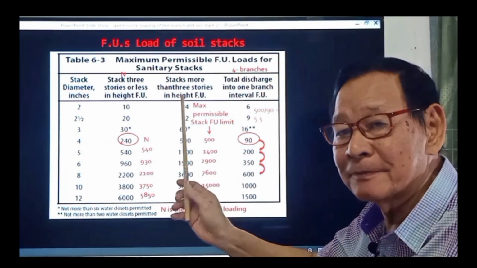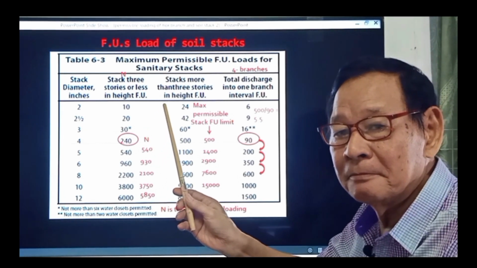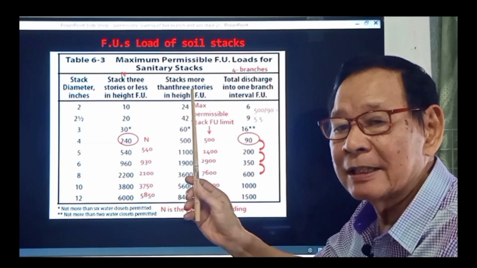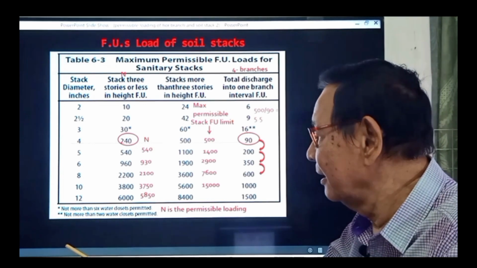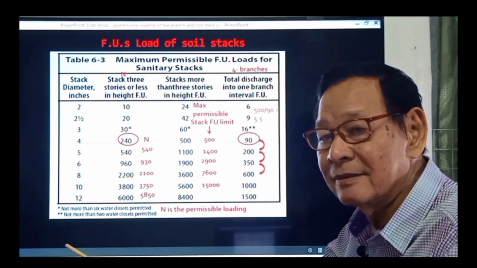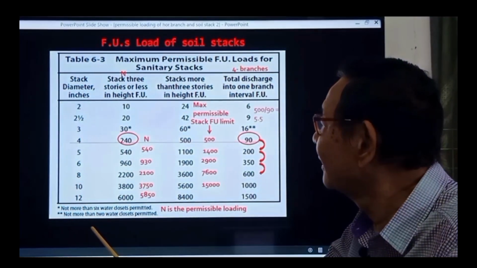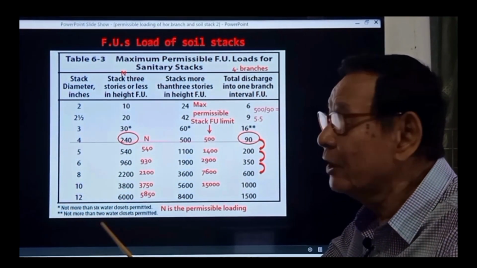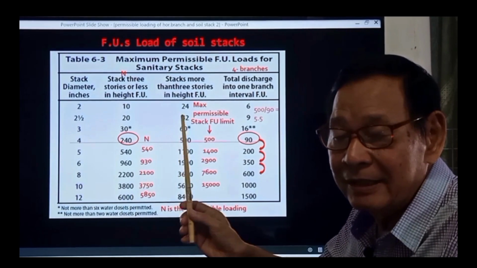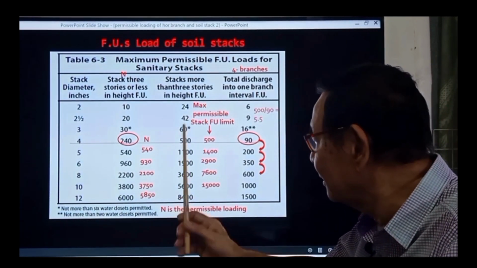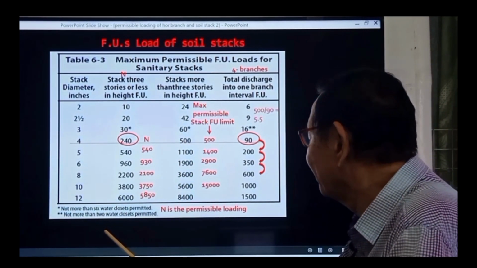This one is from Dr. Alfred Steele, engineered plumbing design. Okay. The same also as in the International Plumbing Code. Parehas lang ito. Parehas lang yung data nito.